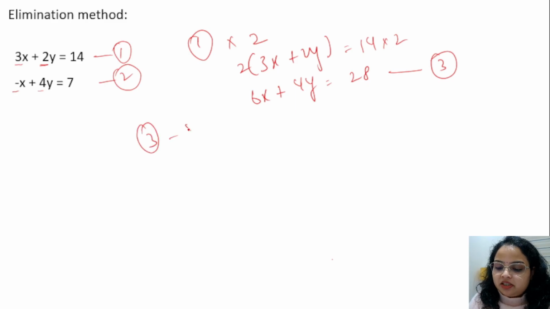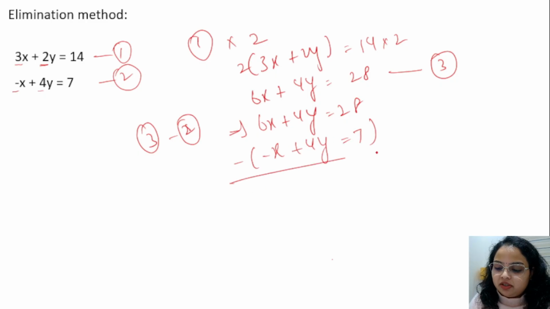We will subtract third equation and second equation. We will get 6x plus 4y is equal to 28 minus of minus x plus 4y is equal to 7. So here 6x minus of minus x, it is 7x. 6x plus x, 7x. 4y and minus 4y will be cancelled. 28 minus 7, it is 21. You will get here x is equal to 21 by 7, it is 3.